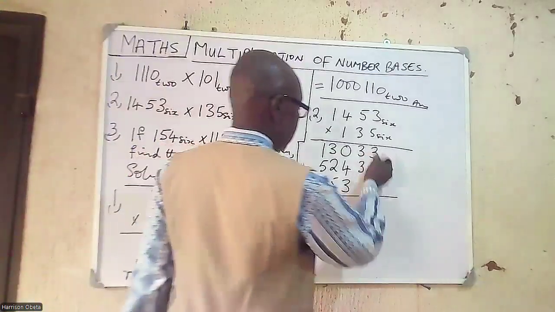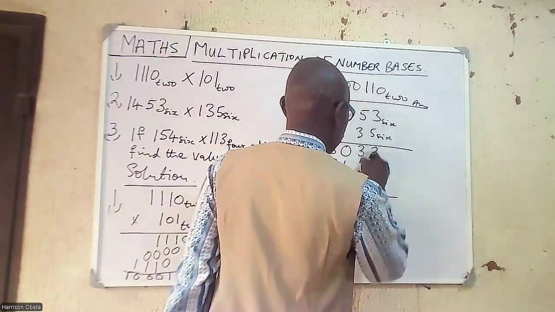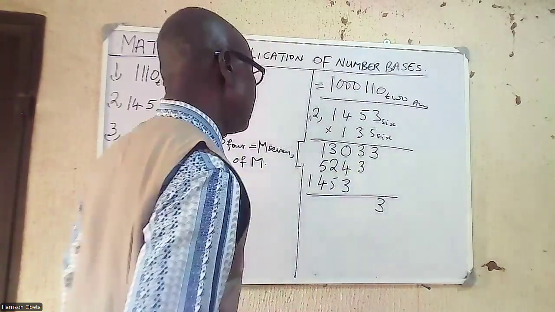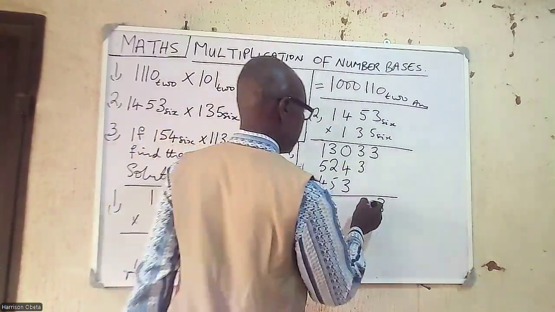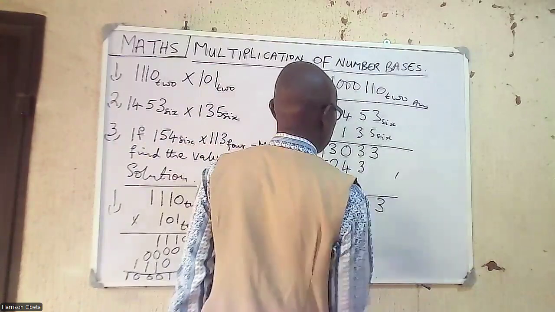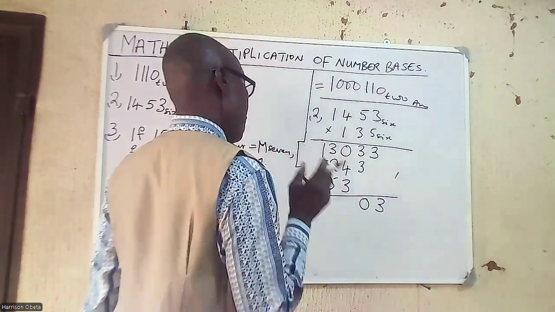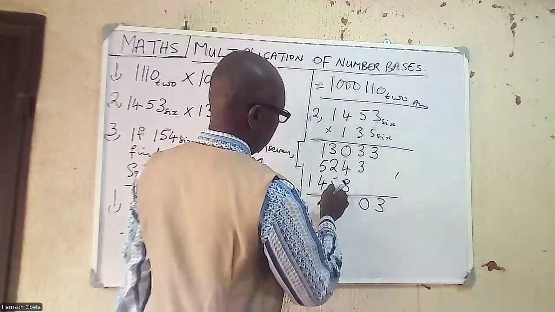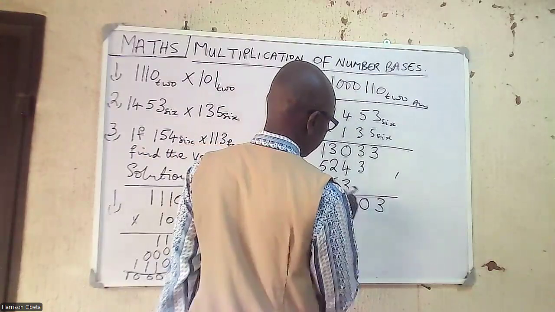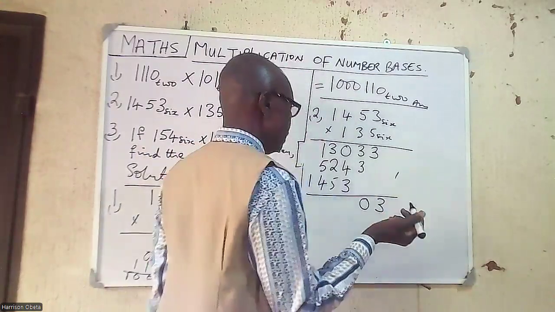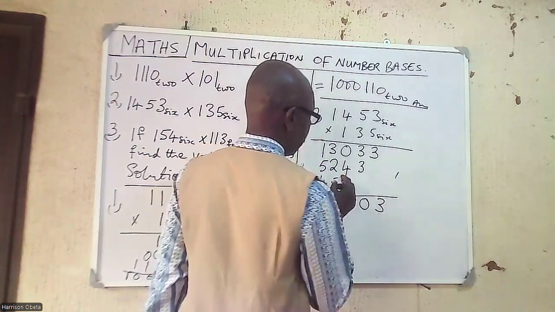And then adding, we bring down 3. 3 plus 3 is 6. You can't write 6 under base 6. So we put 0, carry 1. 1 plus 0 is 1, plus 4 is 5, plus 3 is 8. How many 6? We have 1, remainder 2.